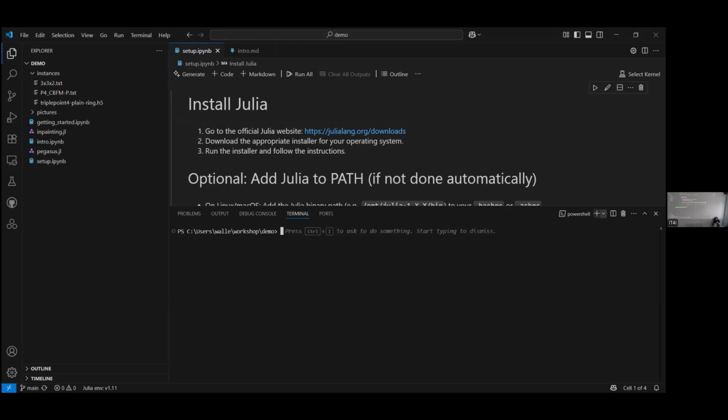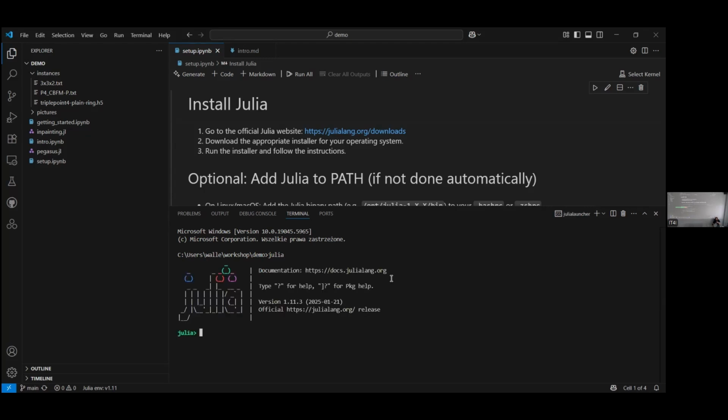What is important on a Windows system is that we have to use not PowerShell, but the command line. So assuming that Julia is installed, it can be run by just typing Julia into the command line.